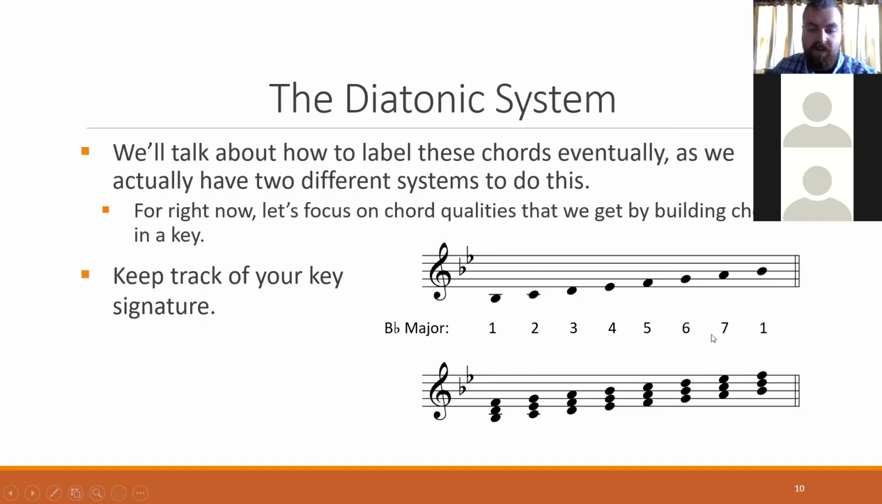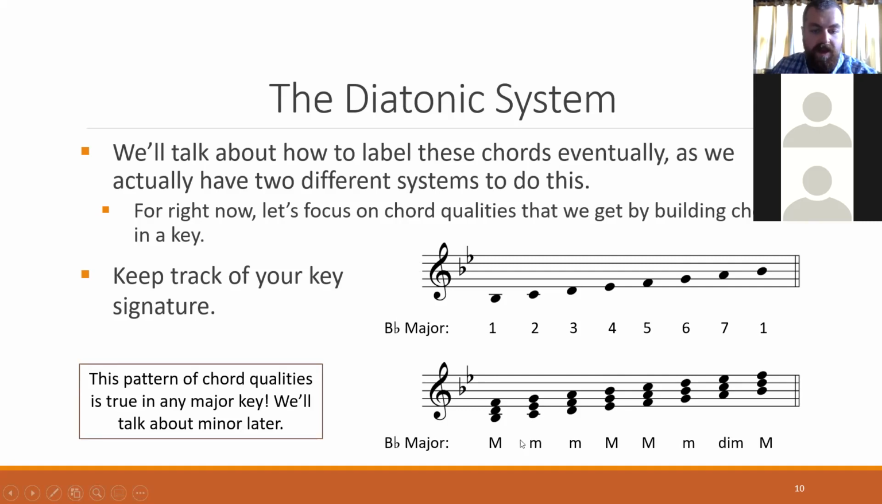So we've got 1, 2, 3, 4, 5, 6, 7, 1. And now we've got chord qualities that arise. So I've just put them here for you. We could have gone through and done them one by one. B flat up to D, B flat up to F, major. C up to E flat, C up to G, minor. D up to F, D up to A, minor, and so on.